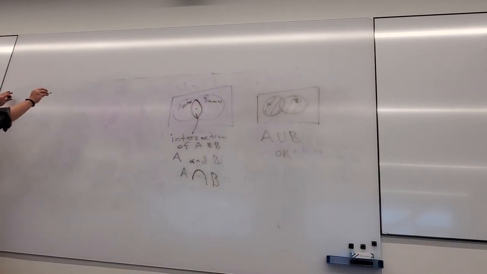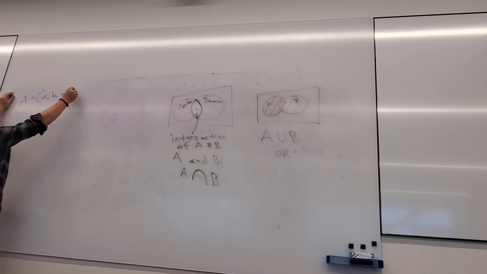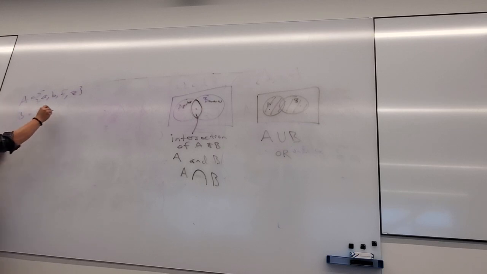So let's do something that's not looking like a Venn diagram. Let's see. So what would A intersect B? Oh, okay, sorry. I didn't realize you were actually answering the question.